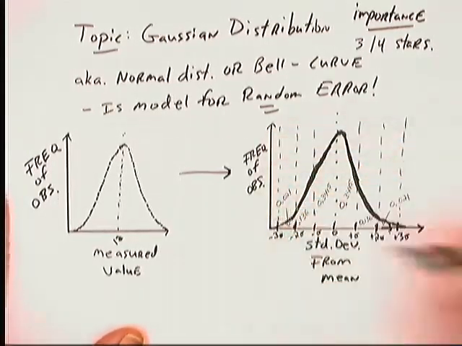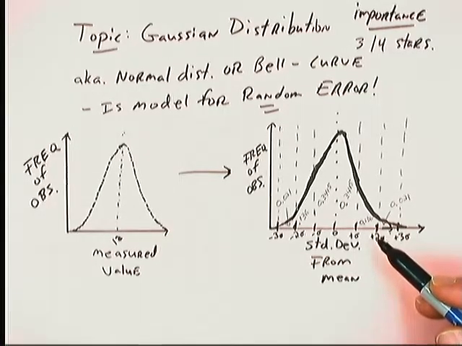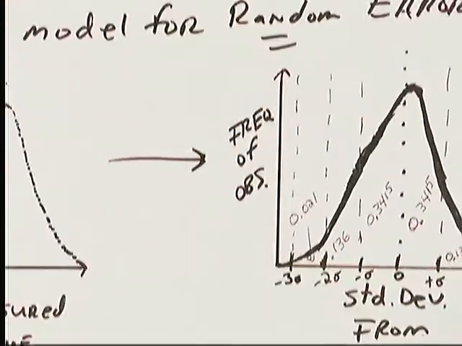So again, frequency of observation versus standard deviation from the mean. Now if you look very closely down here on this axis, and maybe I can even zoom in a little bit for you so you can see this a little bit better.